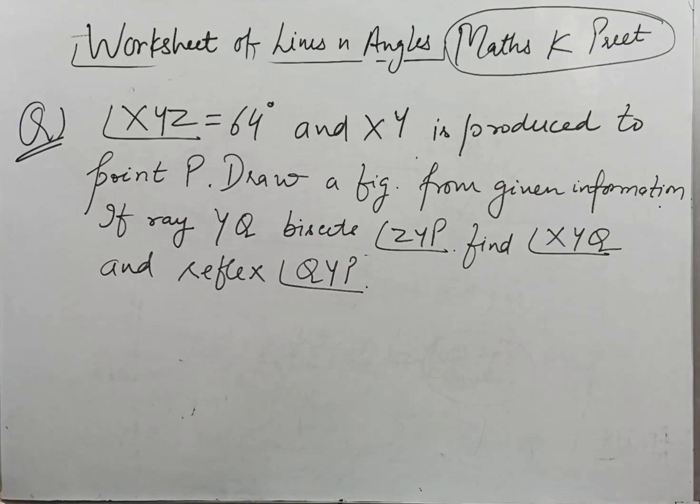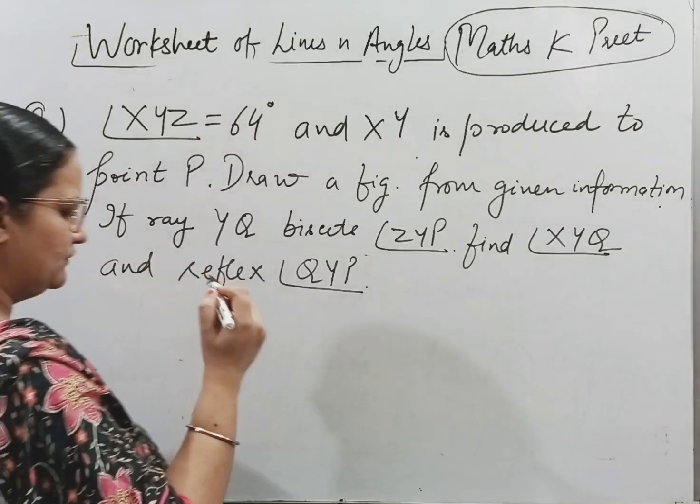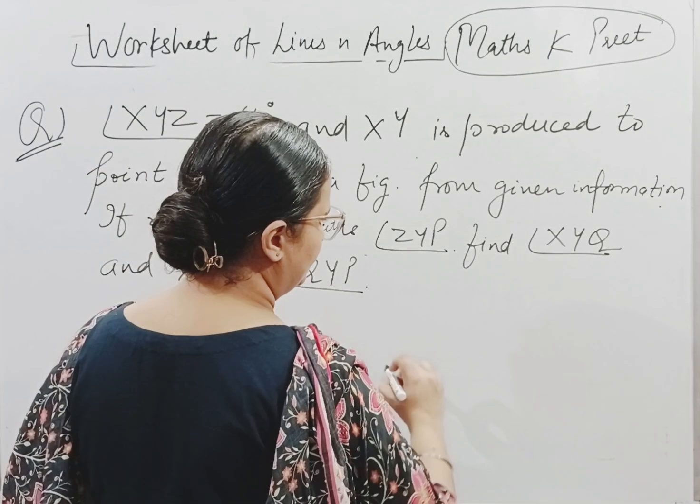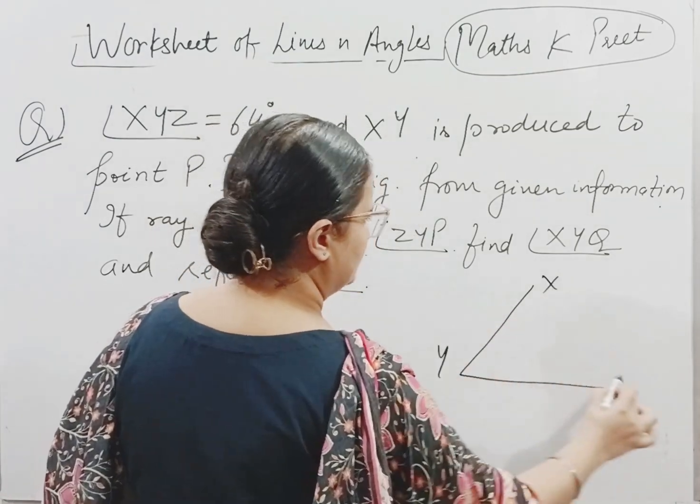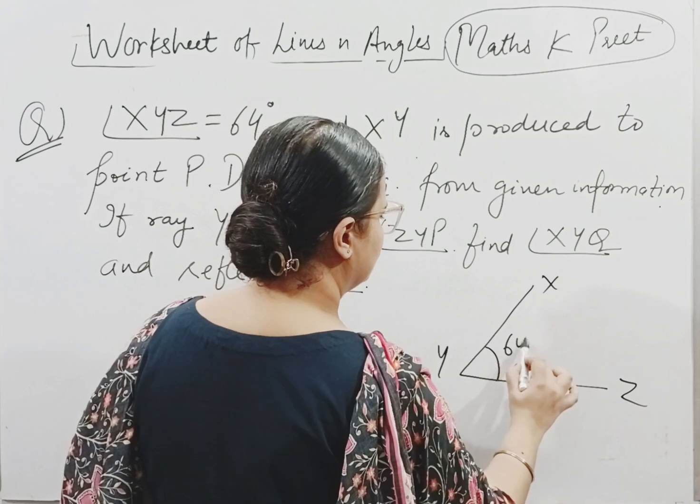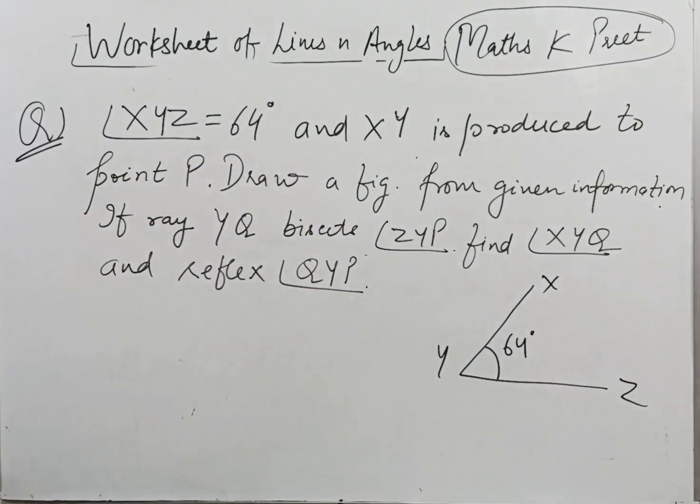Angle XYZ is equal to 64 degrees. So first we will draw angle XYZ, 64 degrees. It will be somewhere like this, X, Y, Z, 64 degrees, because it is an acute angle. So we will draw it like this.